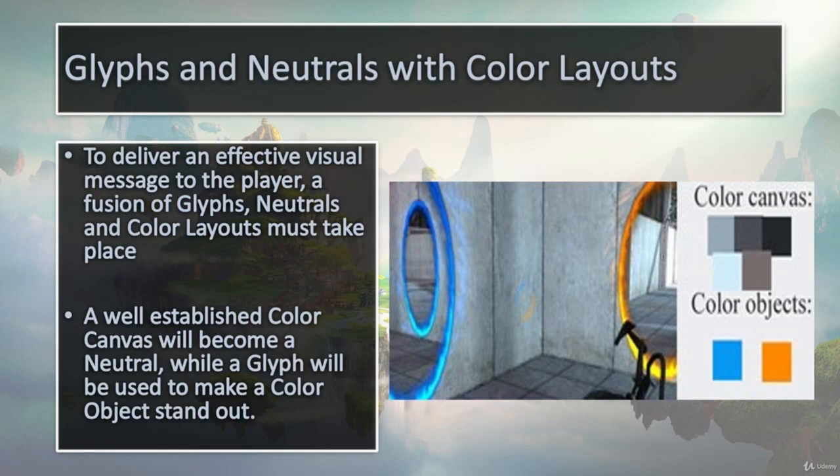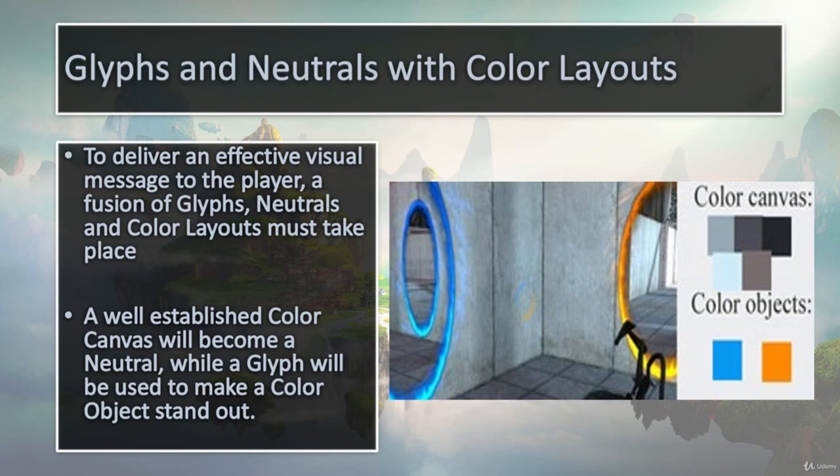Now when we look at glyphs and neutrals with color layouts. In order to deliver an effective visual message to the player, a fusion of glyphs, neutrals, and color layouts must take place. A well-established color canvas will become a neutral, while a glyph will be used to make color objects stand out. Now looking at our example to the right in Portal, we know what our color objects are. They stand out right away.